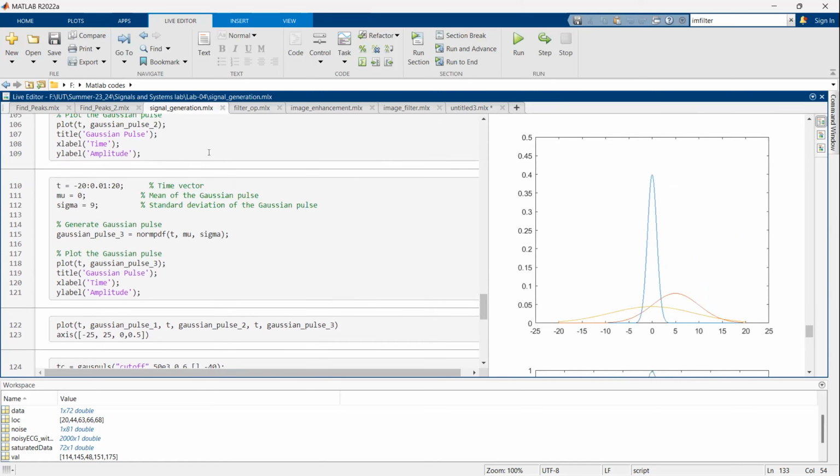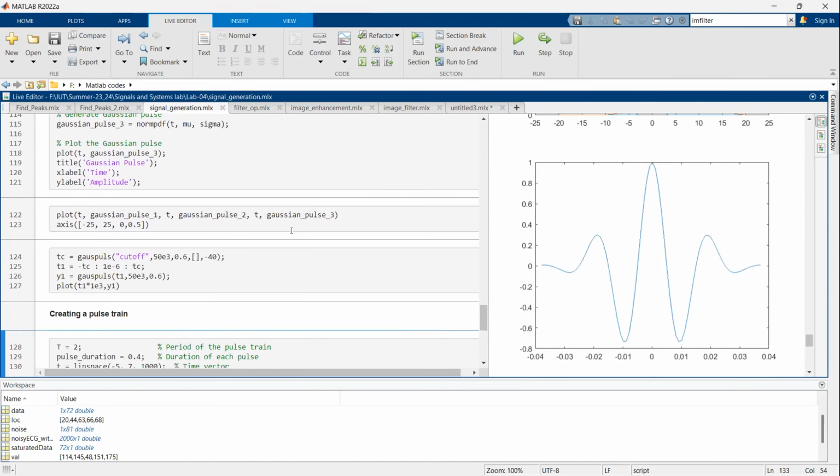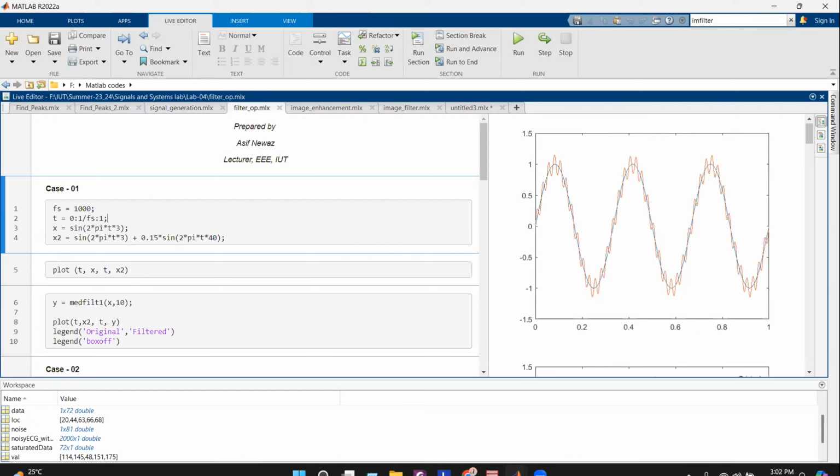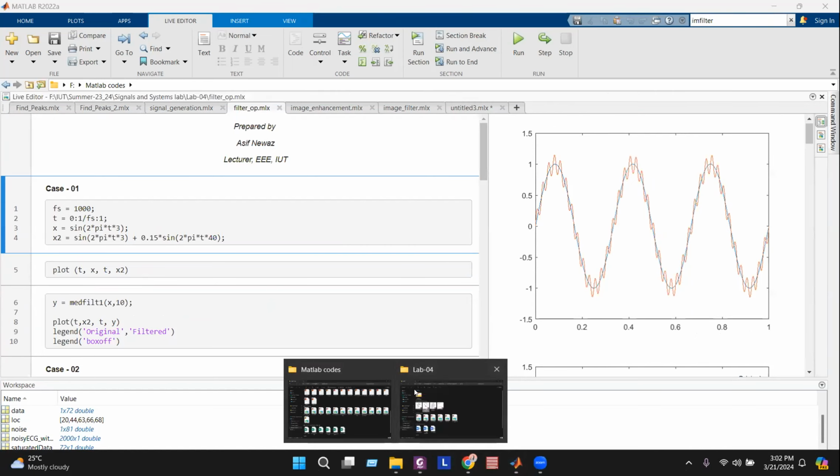We'll mostly work with the sinusoidal or square waves. You can also create other signals like this. Any question? Any question?